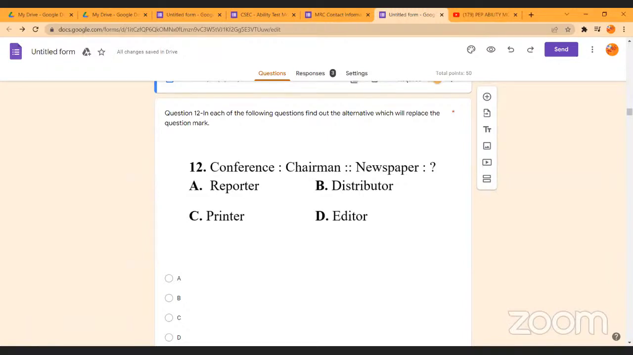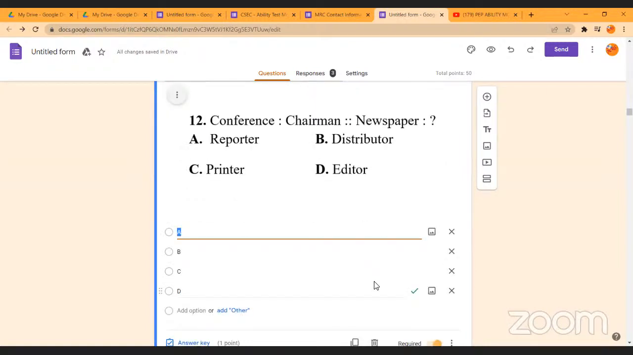So what's the relationship between conference and chairman? Miss, the chairman is the head of the conference. So he's chairing the conference. So look at the others now. Think about the answer. Miss, editor. The editor. All right, so the answer is definitely editor.